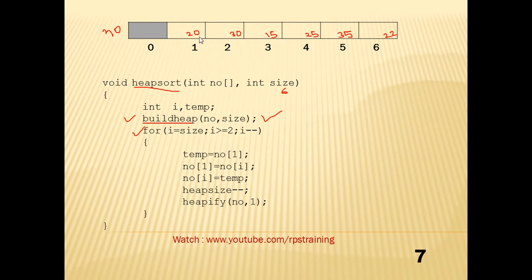After making the max heap, the sequence of elements has changed, and here the loop will start. i equals size, so i will be 6; i greater than or equal to 2, the condition is true. A third variable, temp, is used to interchange items no[1] and no[i]. With i = 6, items 1 and 6 will be interchanged: 35 and 15.